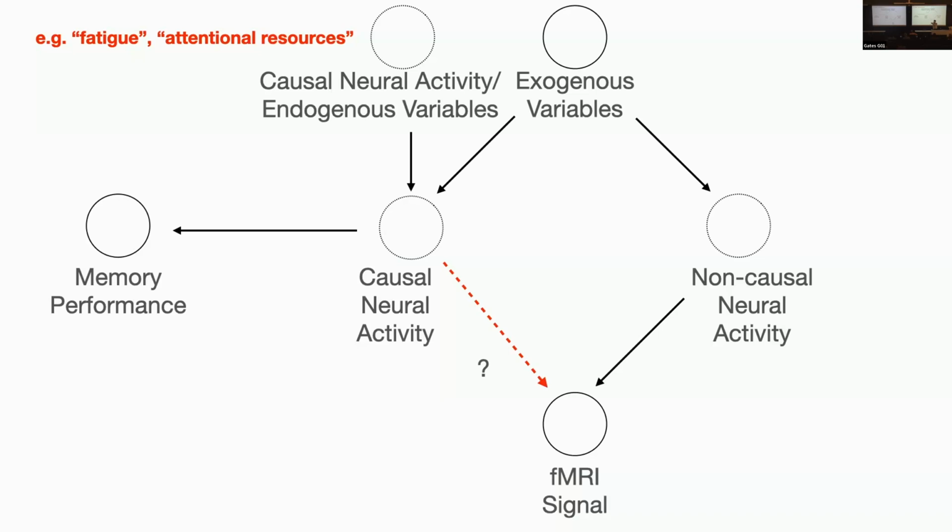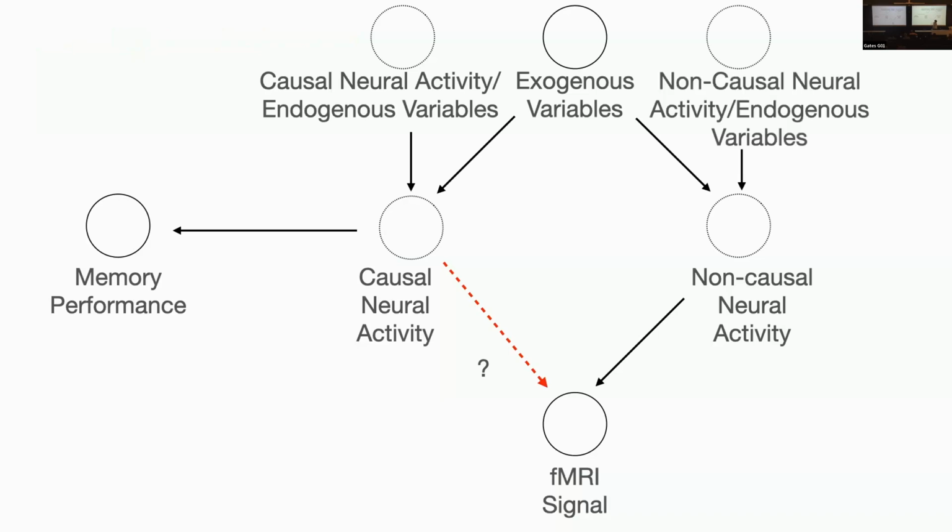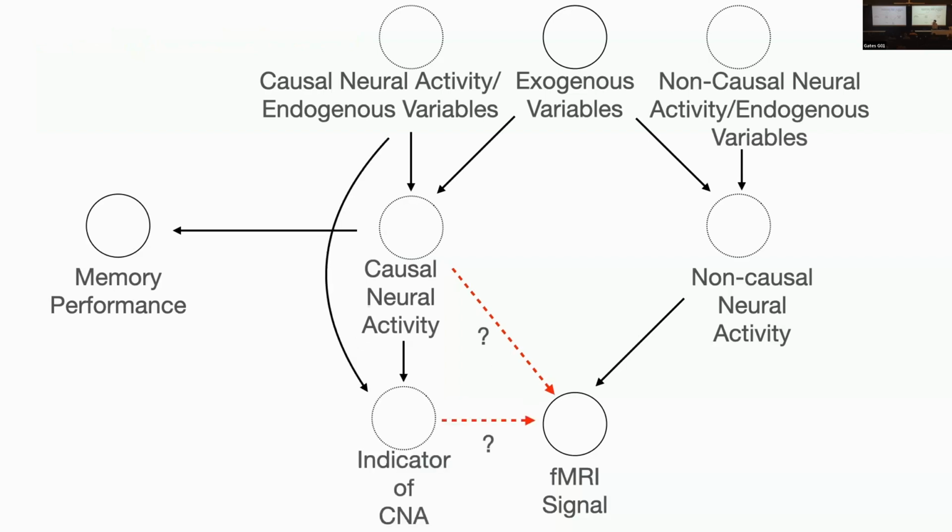But we want to distinguish this from non-causal neural activity, those regions of the brain that are really just not involved in memory. And there might be some other non-causal endogenous psychological constructs or neural activity. The one tricky thing here is that because this is fMRI, we're not directly measuring things. We can't really know whether we're looking at the actual activity itself, or maybe just an indicator that was downstream of that.